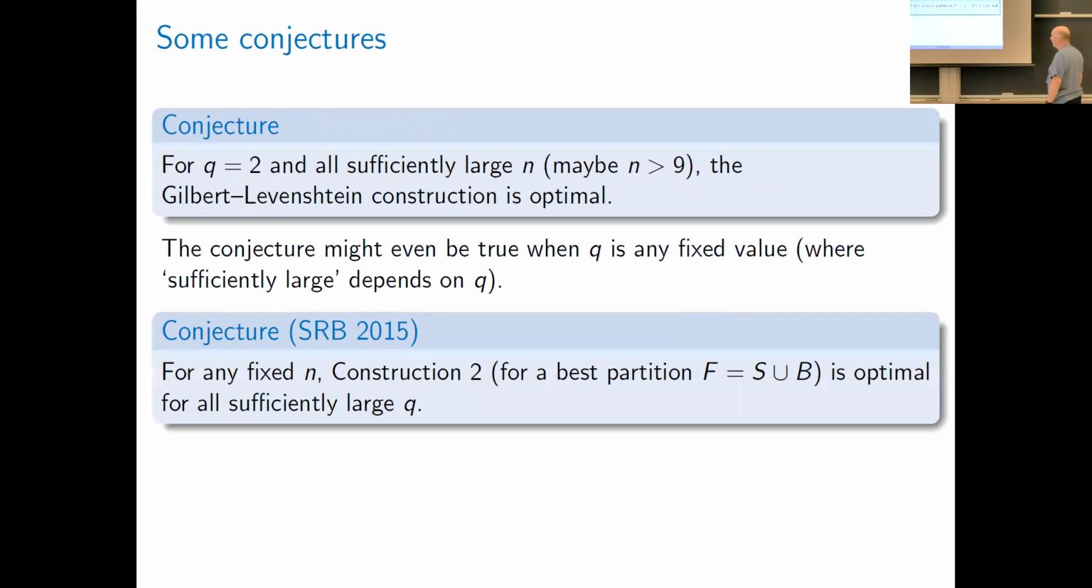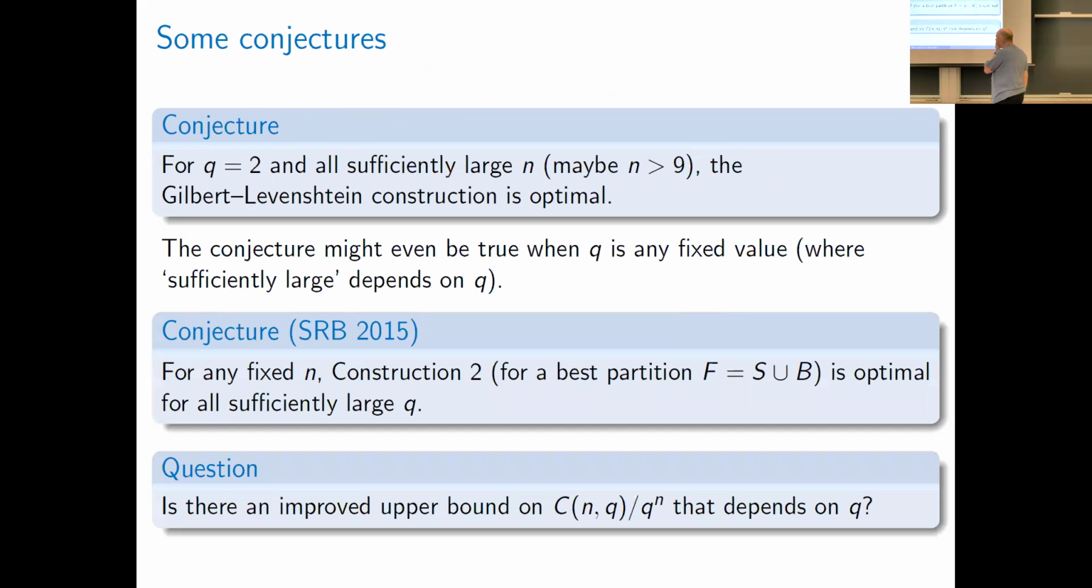So this is really a question: is there an improved upper bound on the code size over q to the n that depends on q in some way? Yes, that's the question.